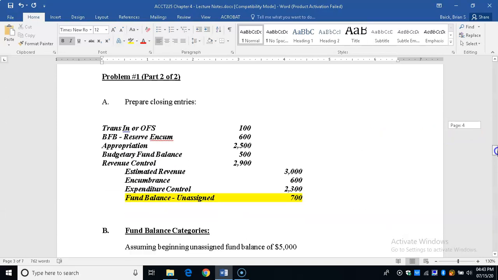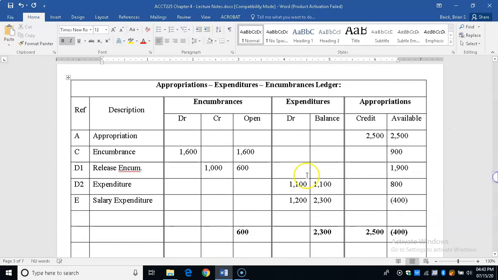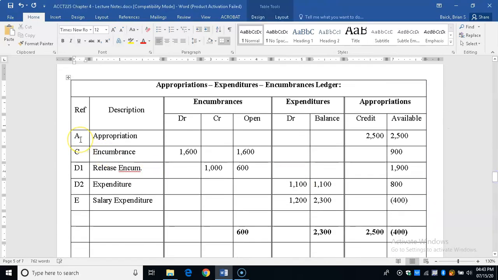So in our reconciliation, we're going to say appropriation. We're going to call that A. You can call it number 1 if you want. We credit appropriation for 2,500. So how much are you allowed to spend? How much is available? 2,500, because we credited appropriation for 2,500.